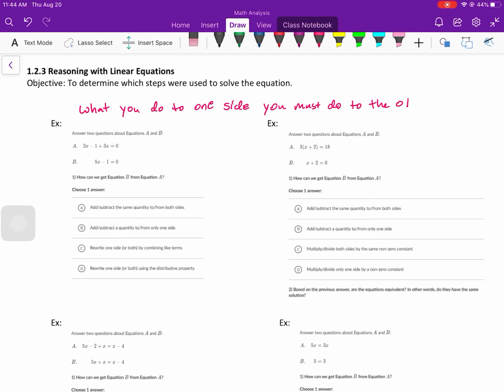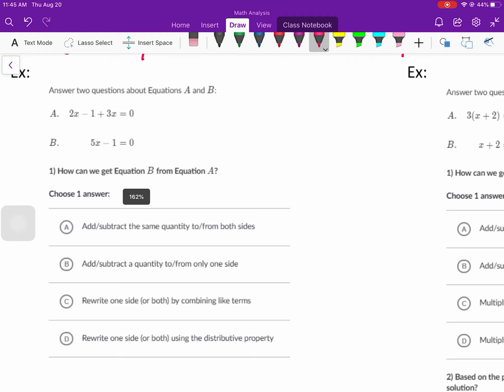Now, the thing is, you can still distribute. Just because you distribute on one side, that's not changing anything on that side. If you're going to change a value on one side, you better do the same change to the other side. So if you add 3 to one side, add 3 to the other. Distributing is different. Distributing is fine. And you'll see what I mean right now. So let's take a look at this one.